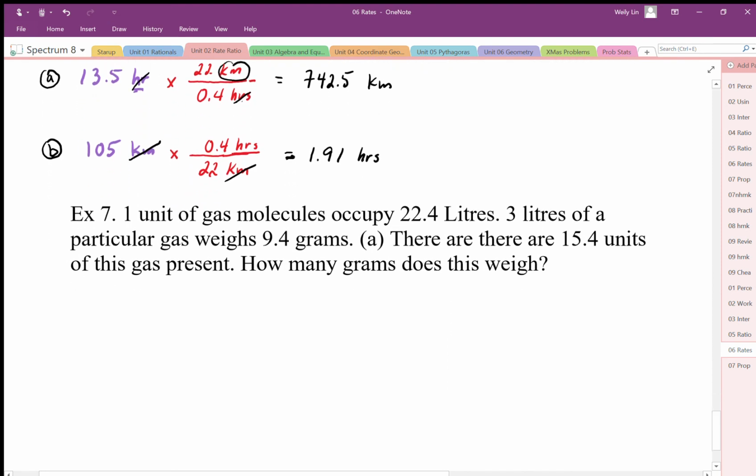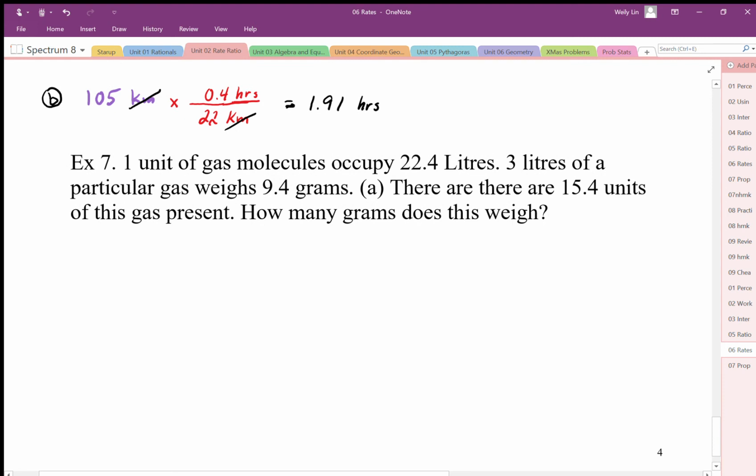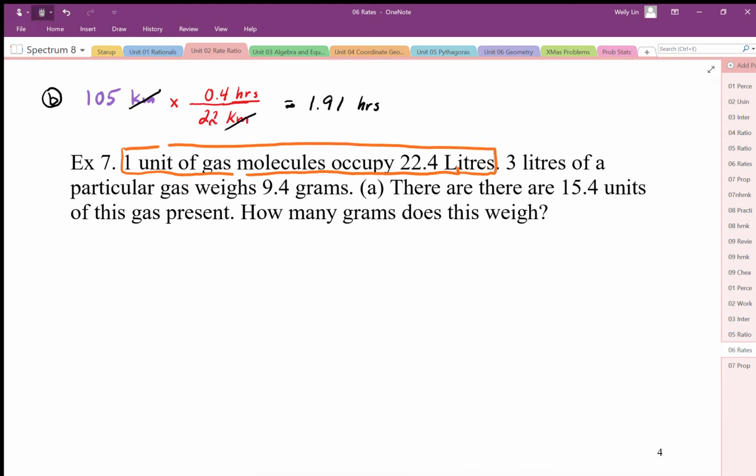Okay, so let's try the same strategy on this next problem. So it says we have 1 unit of gas molecules occupies 22.4 liters. So this is a unit rate here. Do this in orange. This happens to be a unit rate, although we don't need unit rates to do this. We have another rate here. Comparison, 3 liters of gas weighs 9.4 grams. So there's another rate.